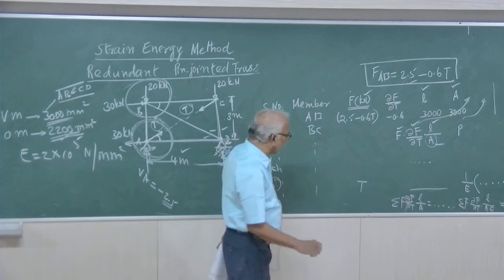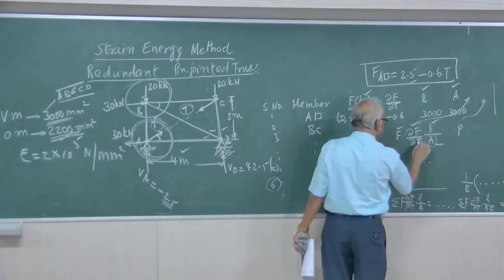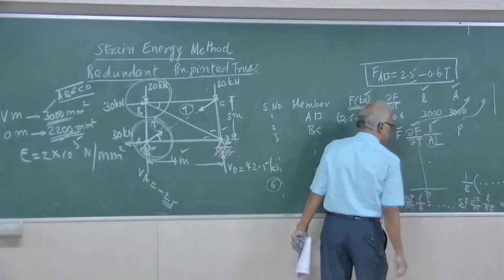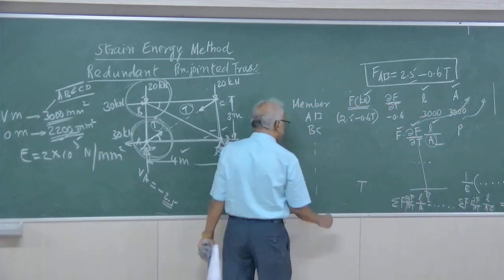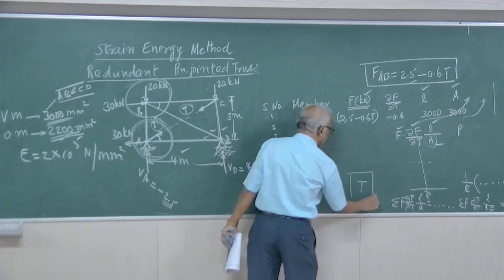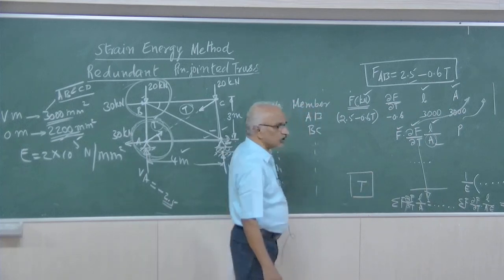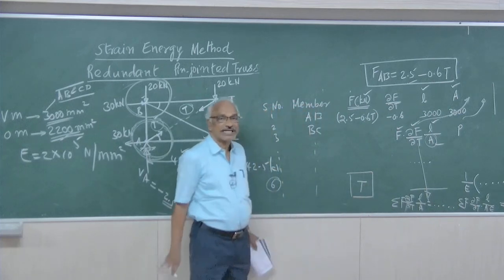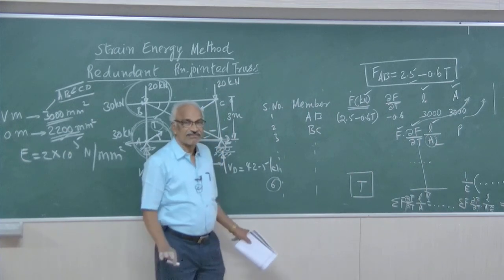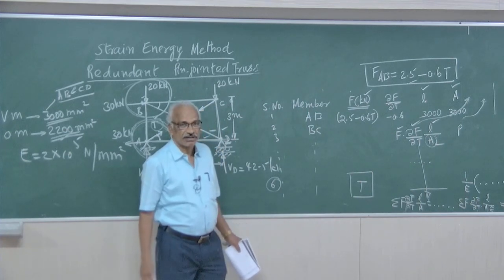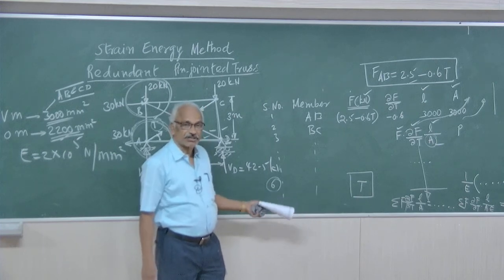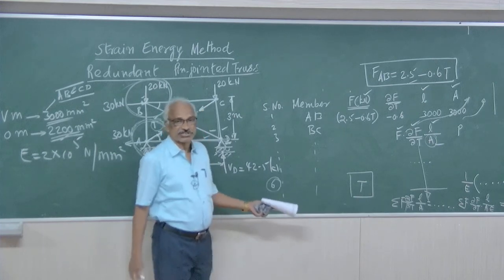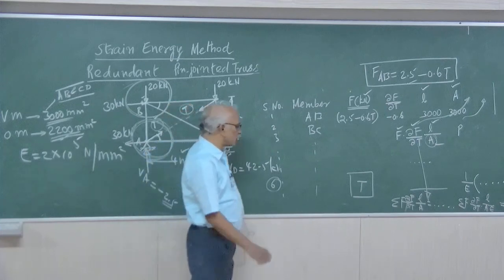So when you equate the algebraic sum of all these values to 0, you will be getting the value of T. When that is equated to 0, you will get the numerical value for T. That is the value of the redundant force. If it is coming with a positive sign, the member is under tension. If it is coming with a negative sign, the member is under compression. Therefore, that we have to find out.